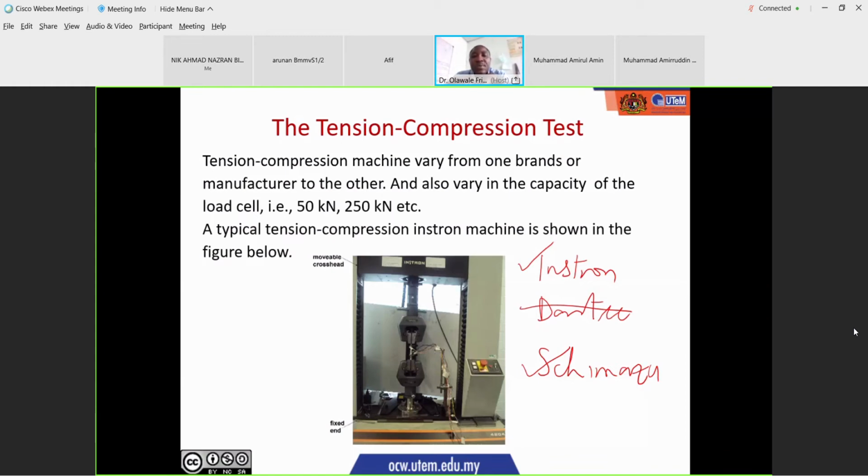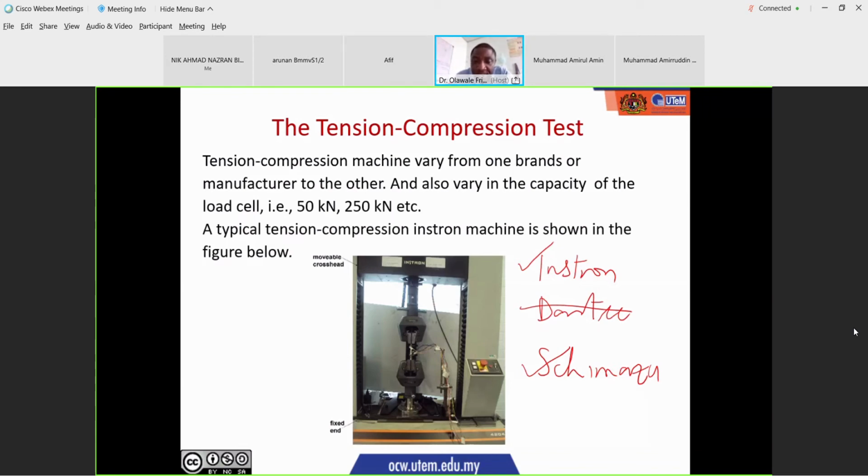So a typical tensile or compression instrument machine is shown below. I think this was 250 kN, and that was at the University of Liverpool in the UK. But like I said, in FTKMP, we have about 2 or 3 machines. We have 2 Instron machines, 50 kN and 600 kN, and we have a Shimadzu of 100 kN. So don't worry, anytime you come on campus, we may have time to go on some of this equipment.